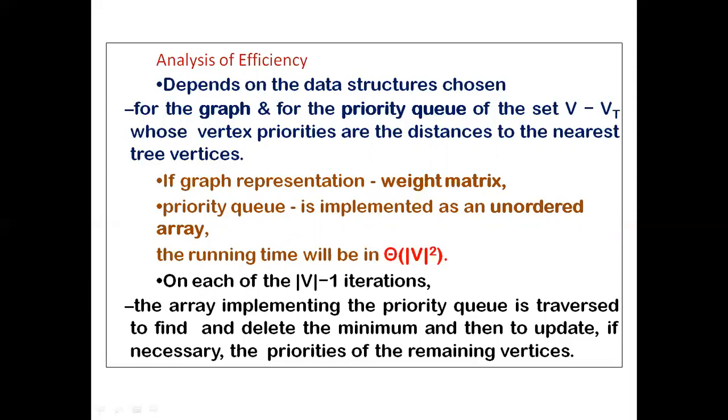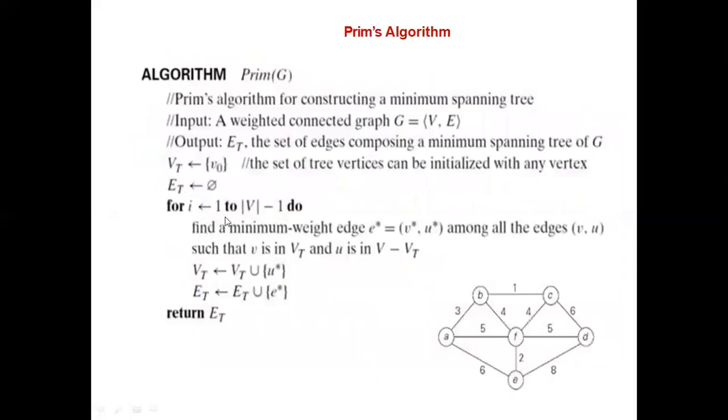n square, or order of modulus of V square. That means, however many nodes there are, its square will be the complexity. This is because the operation repeats V minus 1 times, and every time you are deleting one vertex from the priority queue, the one which has the minimum weight. So insertion and deletion operations take order n, and this will be repeating n number of times.